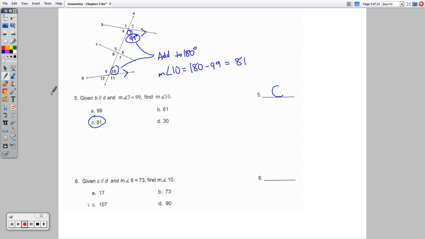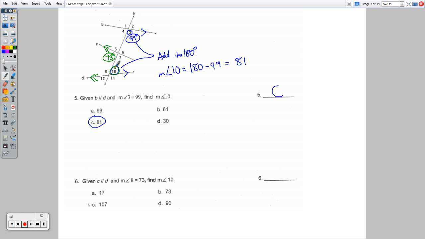And number 6, I'll go with green here. Now we're going to say C is parallel to D. It doesn't look like it, but we're going to make that assumption now that those two are actually parallel. And the measure of angle 8 is 73. So if this one looks like, yep, that's my 8 there, that's 73 degrees right there. Find the measure of angle 10.